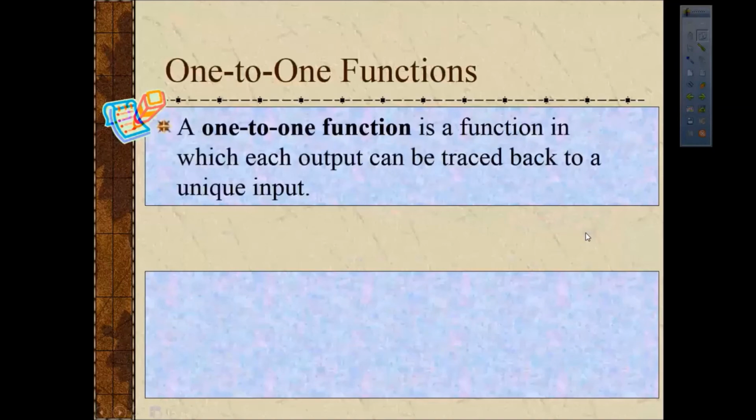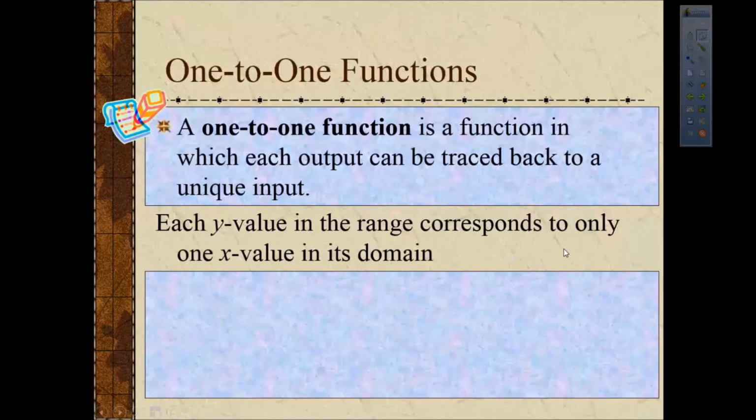Next definitions that we want to talk about are one-to-one functions. A one-to-one function is a function in which each output can be traced back to a unique input. We'll look at some visual examples and some other ways to see one-to-one functions. But here's the essence of a one-to-one function. Every y value in the range corresponds to only one x value in its domain.